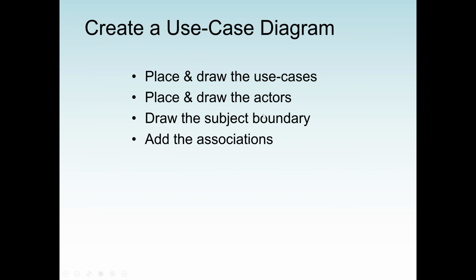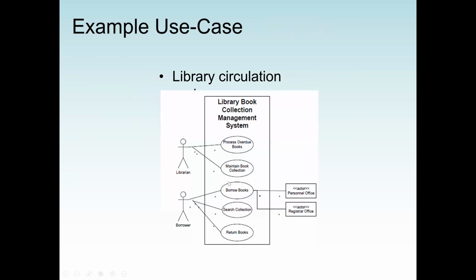Actors most of the time will be outside the box. Then draw the subject boundary, then add the association, which will be the line between the actors and the use cases. And that's a nice example here. This is our library circulation system. So our boundary is the box we can see.